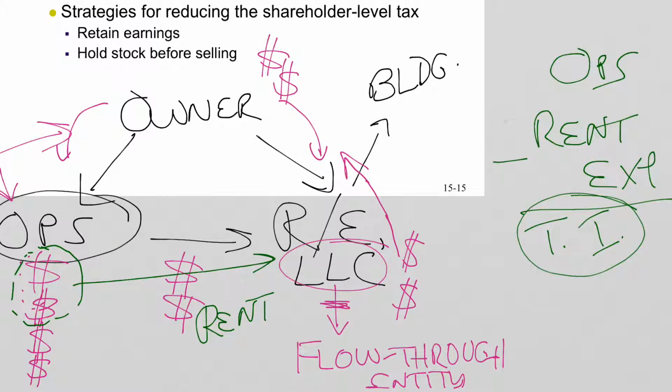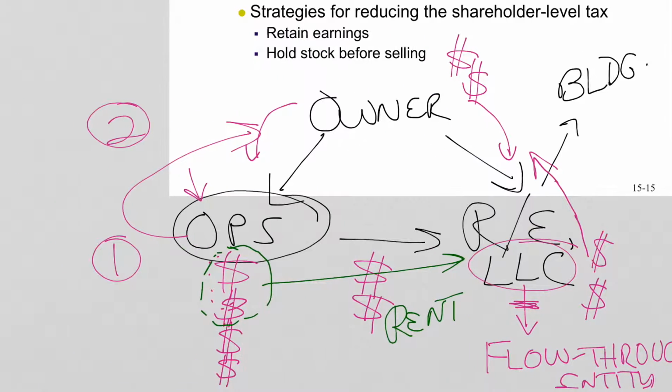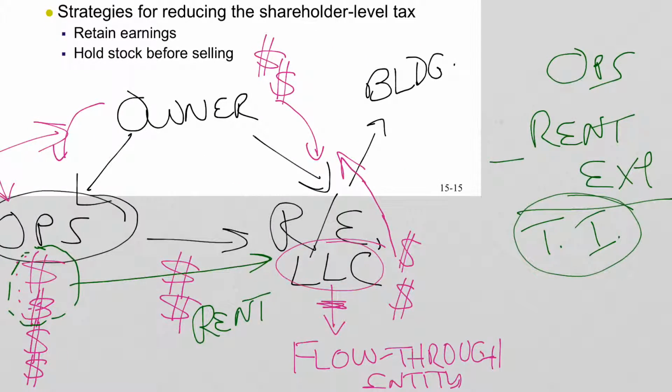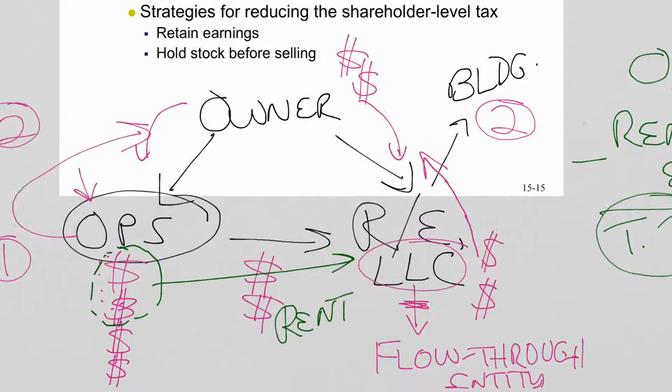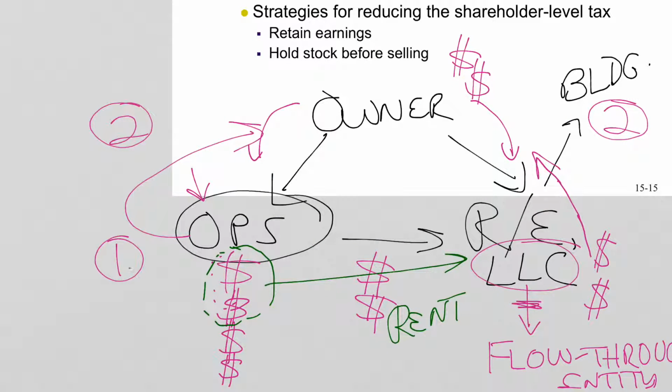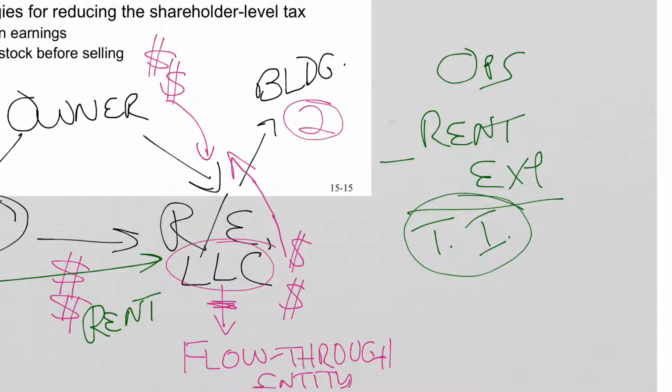Now, it's true, one level of tax will be paid. What level? The level will be at number 2, the individual level. That's where the tax will be paid. Here you had the tax paid once here, double tax, and here it'll be just at the individual level, the owner level. But that's okay. We've avoided the double tax.